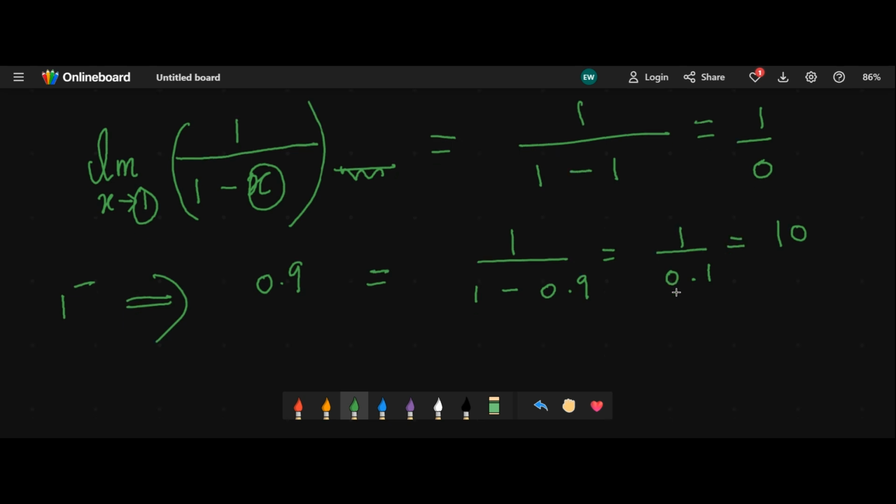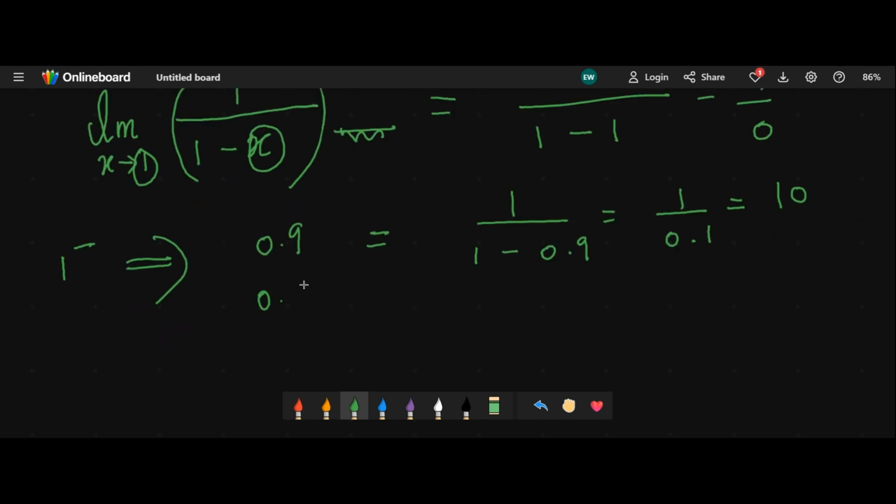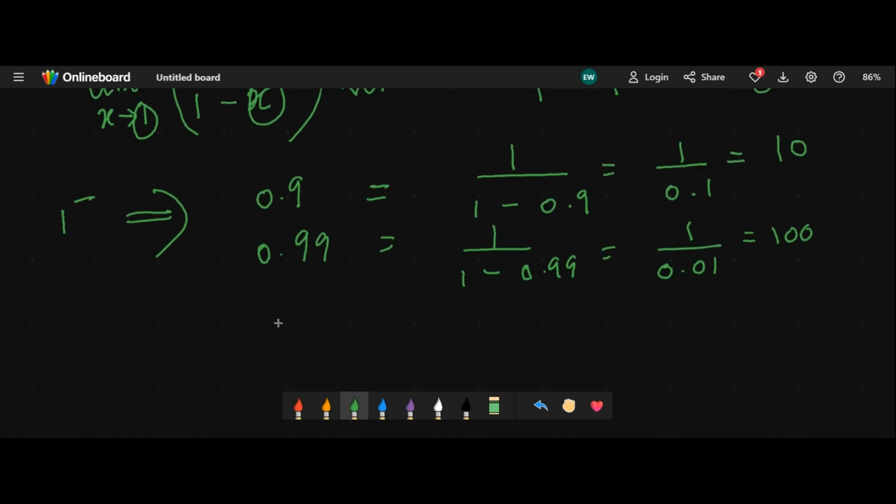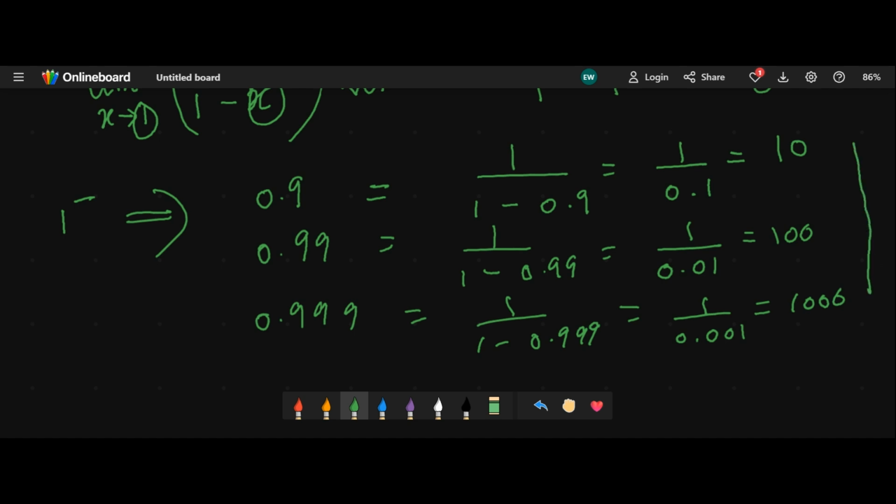Right. So we'll take something even closer, 0.99. So it will be 1 divided by 1 minus 0.99. So it will be 1 divided by 0.01. So it will be 100. So again we'll get even closer, 0.999. So it will be 1 divided by 1 minus 0.999. So it will be equal to 1 divided by 0.001. So it will be 1000. So it is going 10, 100, 1000, it is going in one direction. Okay, right.